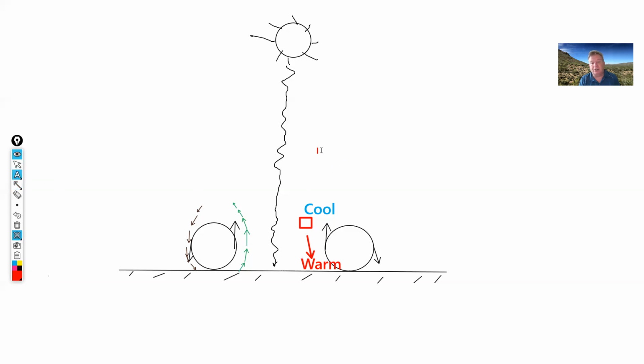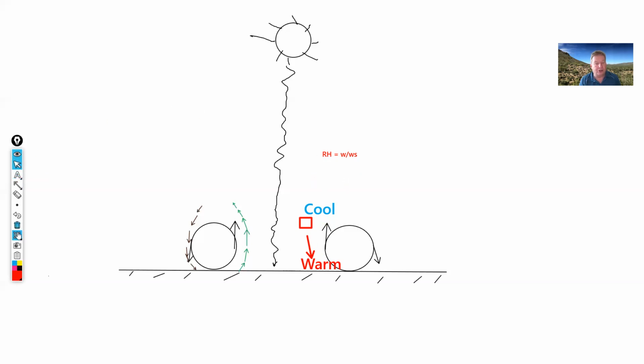Speaking of diurnal, you guys remember that RH is equal to W over W sub S. The mixing ratio, the amount of vapor divided by the capacity. So what I'm looking at here is when I'm mixing, I'm bringing dry air down, which means the numerator gets smaller. The capacity, which depends on temperature, is going to get larger, which means the relative humidity goes down, and it goes down a lot.